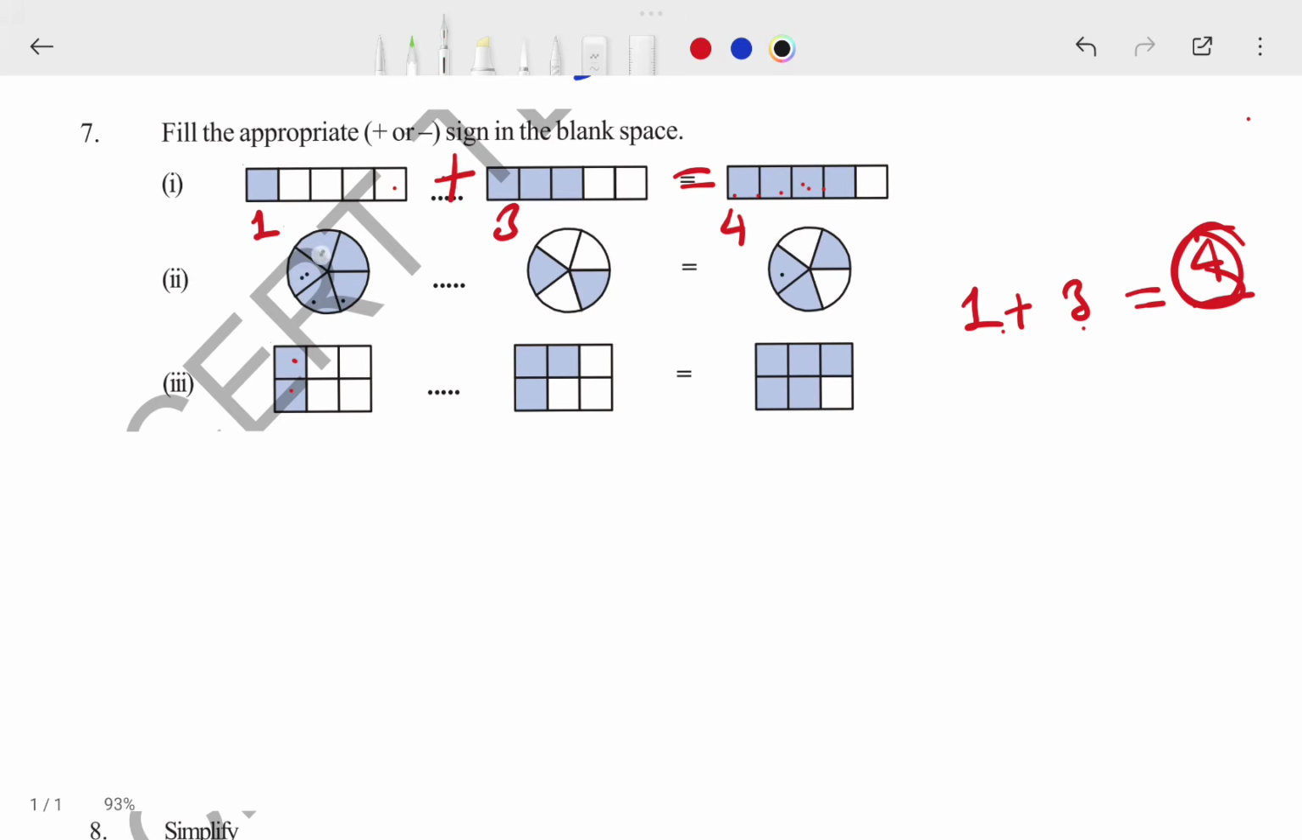This is 1 2 3 4 5. This is 5. This is 1 2. This is 2. But what is the total? This is 5 and this is 2. So what is equal to after? 1 2 3. This is given 3 only. It means that they are subtracting.